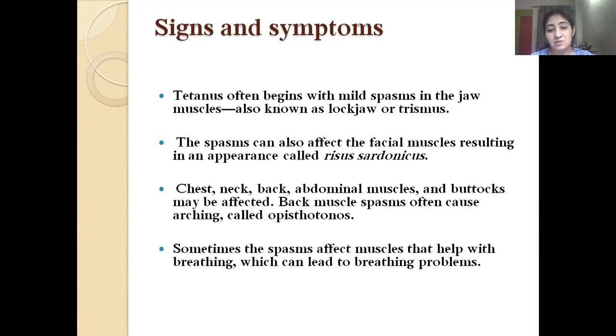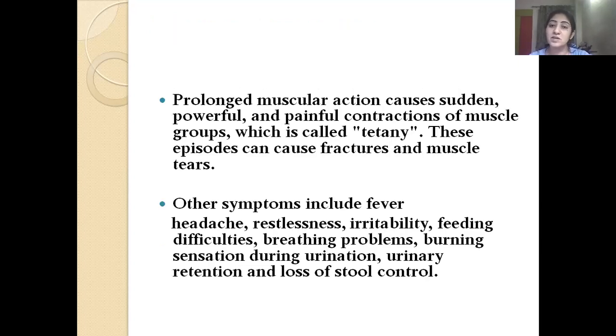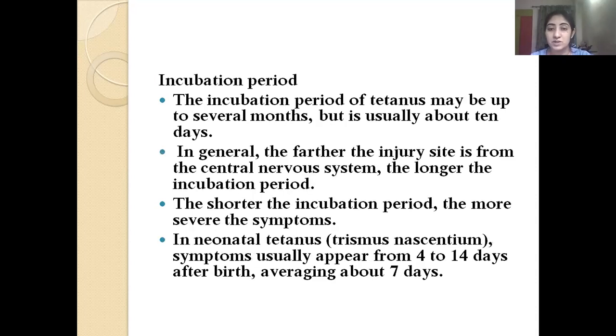Sometimes the spasms affect muscles that help with breathing, which can lead to breathing problems. Prolonged muscular action causes sudden, powerful, and painful contractions of muscle groups, which is called tetani. These episodes can cause fractures and muscle tears. Other symptoms include fever, headache, restlessness, irritability, feeding difficulties, breathing problems, burning sensation during urination, urinary retention, and loss of stool control.